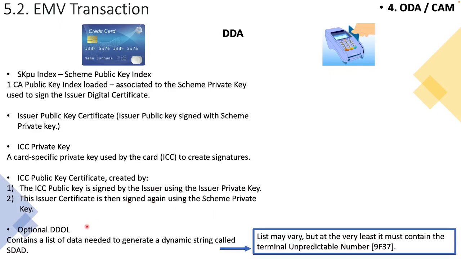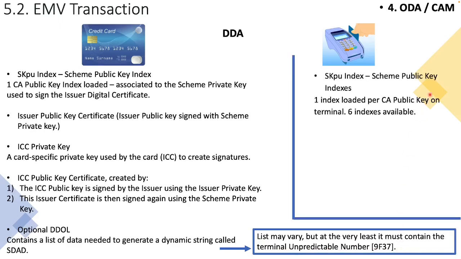What also needs to exist, it's optional, is a DDOL, which is basically a DDA data object list, and this contains a list of data needed to generate a dynamic string called SDAD. The list may vary, similar to how in SDA we had that SDA list, which I gave a typical example of, but it could vary. So it's the same with DDA. It's under the discretion of the issuer, but the bare minimum that's mandatory is that it must have at least a terminal unpredictable number included in there.